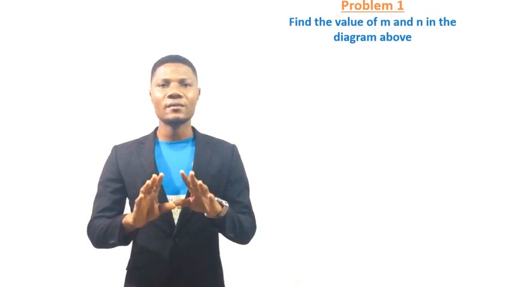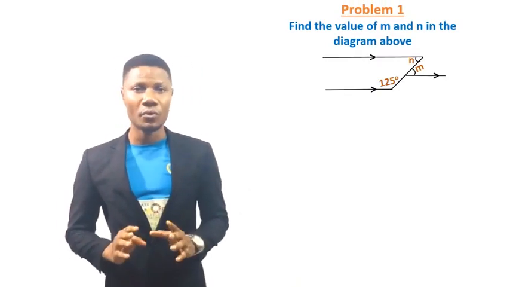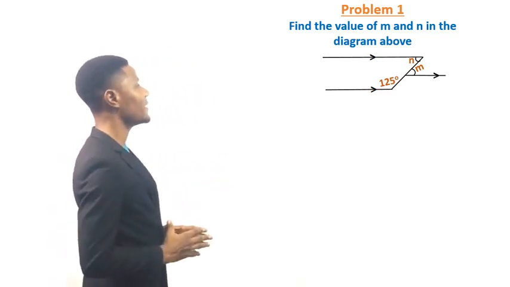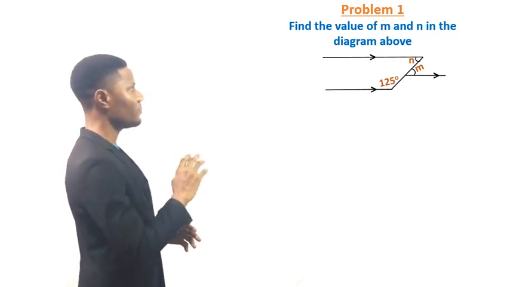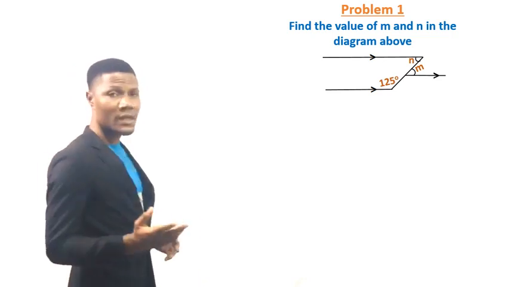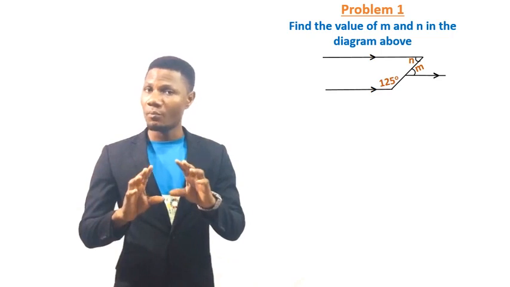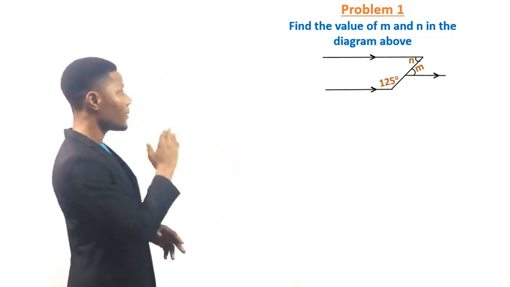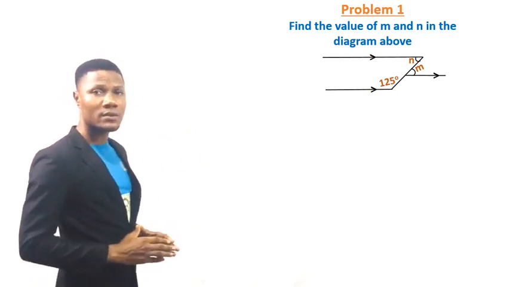Our first problem says, find the value of m and n in the diagram above. If you look at the diagram, there are 3 parallel lines. Don't forget, in my last video, I said that to identify parallel lines, in most cases the arrow sign is there. You can see the arrow sign. The first line is parallel to the second one, and the second is also parallel to the third.